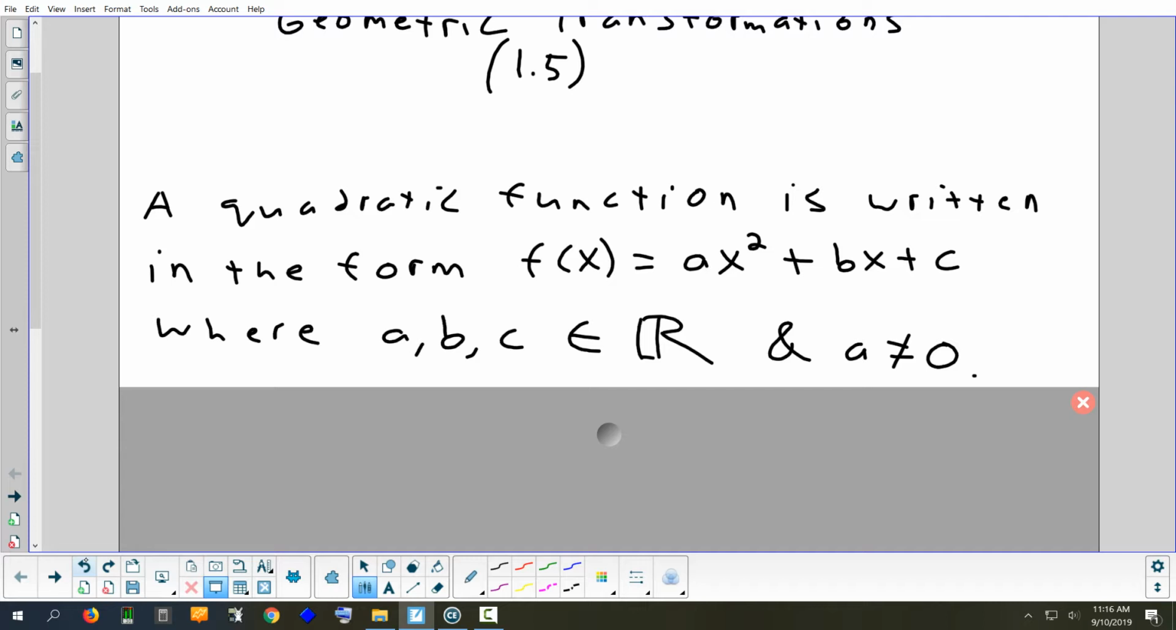Now, could b or c be 0? Sure. You could have an equation like y equals 3x squared. That's it. That's a quadratic.